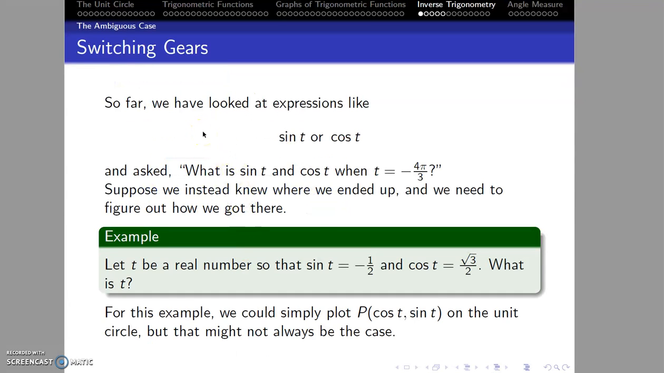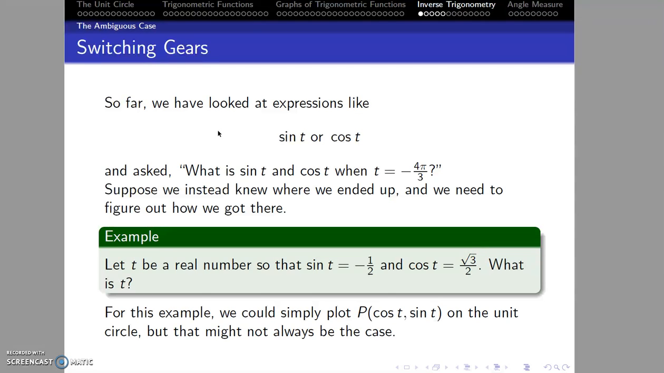You see, so far in this course, we have looked at things like sine t or cosine t and asked, okay, so when t is, say, negative 4 pi over 3, what is sine and what is cosine for that number? In that case, sine of negative 4 pi over 3 means I rotate clockwise 4 pi over 3 on the unit circle, and I end up in the second quadrant. The sine value is positive, cosine is negative. Sine specifically is root 3 over 2, and cosine is negative a half.